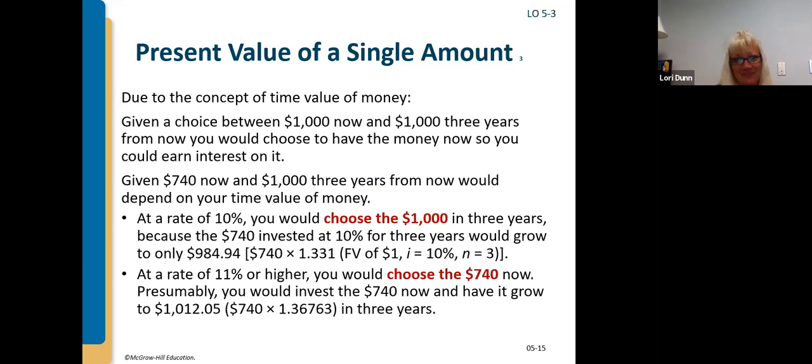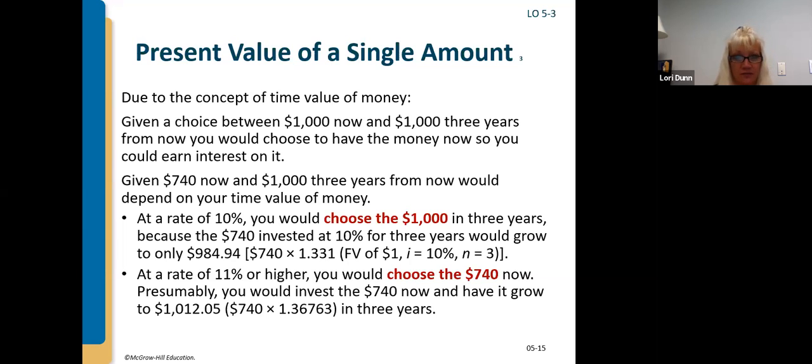Let's take a look. Given a choice between 1,000 now and 1,000 3 years from now, would you choose to have the money now so you could earn interest on it? Probably. So you want to have more control over that. But given 740 now and 1,000 3 years from now would depend on your time value of money. What does this mean? At a rate of 10%, so if the current interest rate is 10%, you need to determine what to do. Here's what you do.